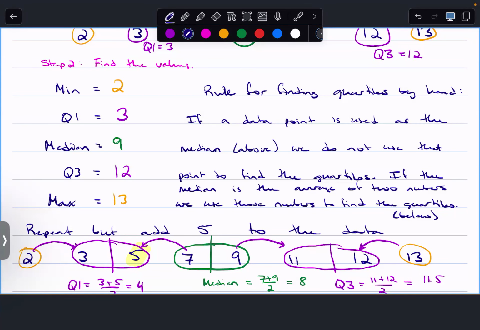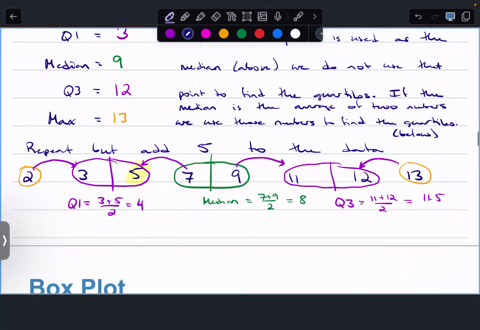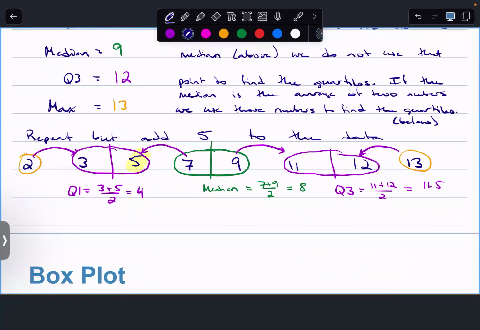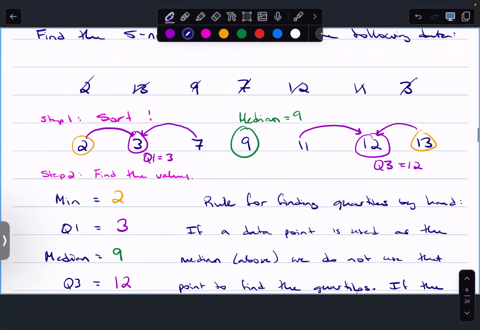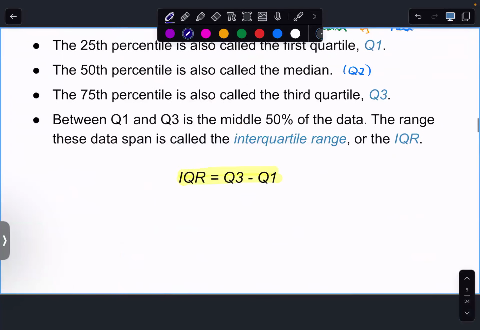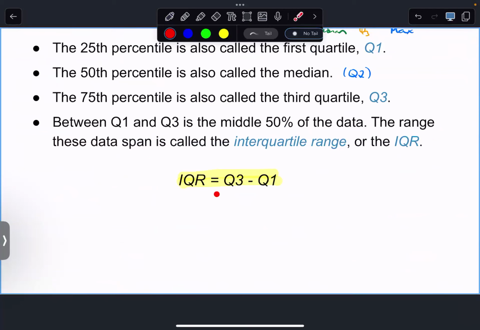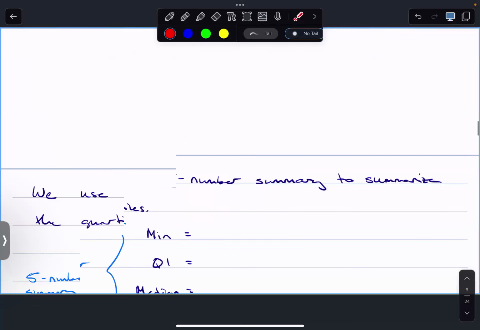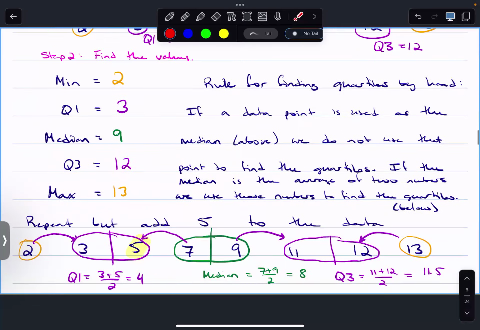And so I feel like I skipped something. No, I just want to go back to here. So from that summary, right, you can easily find the interquartile range, which is Q3 minus Q1. We'll come back to that. I feel like I say that a lot.